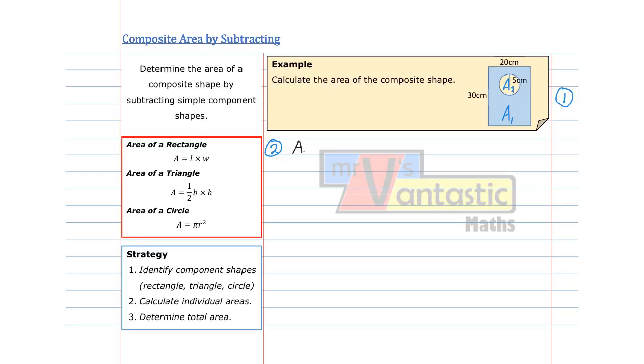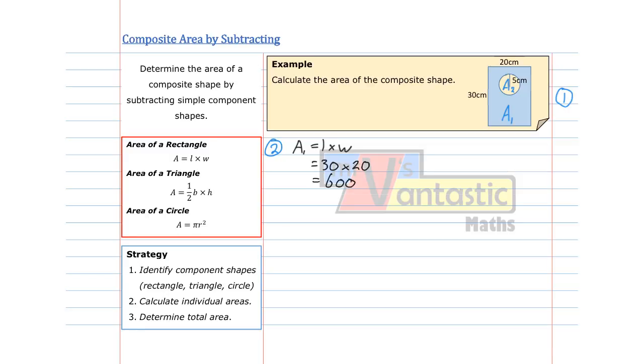So area 1 was a rectangle, and the rule for the area of a rectangle is length times width. Looking at our diagram, we have a length of 30 centimeters and a width of 20 centimeters. So we're going to multiply 30 by 20, which is 600.